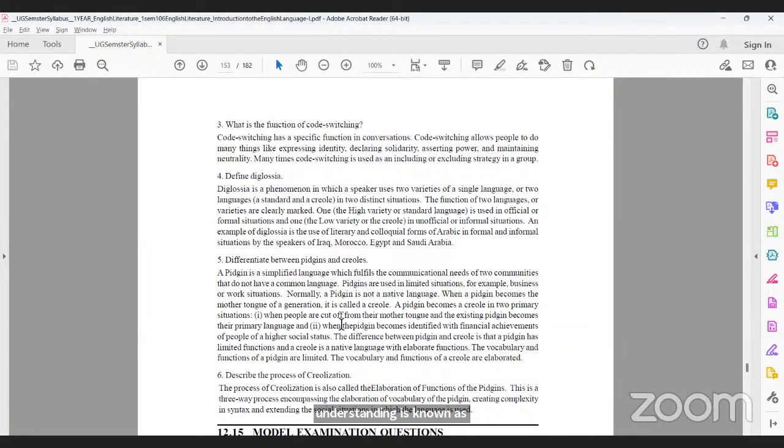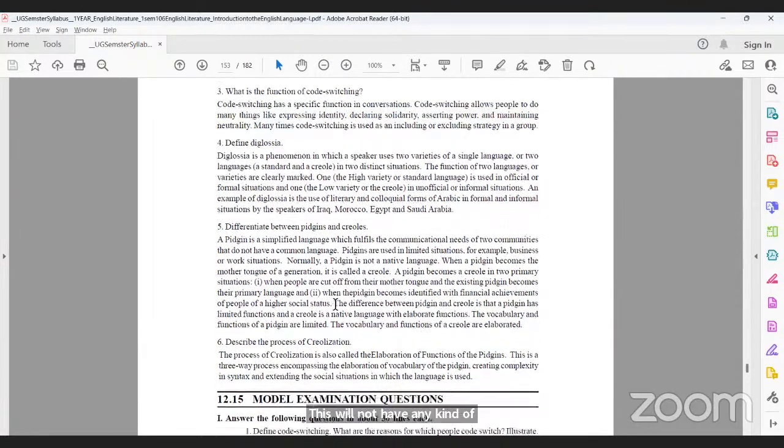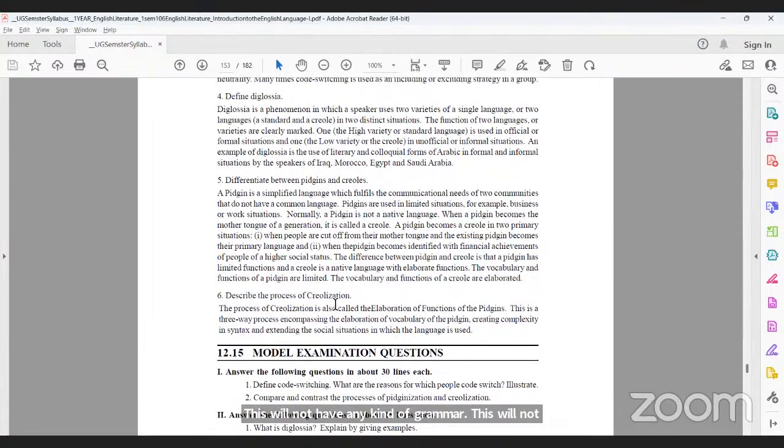And this particular language will satisfy our basic needs of communication. This will not have any kind of grammar. This will not have any kind of system. This will not have any kind of fixed structure to build.